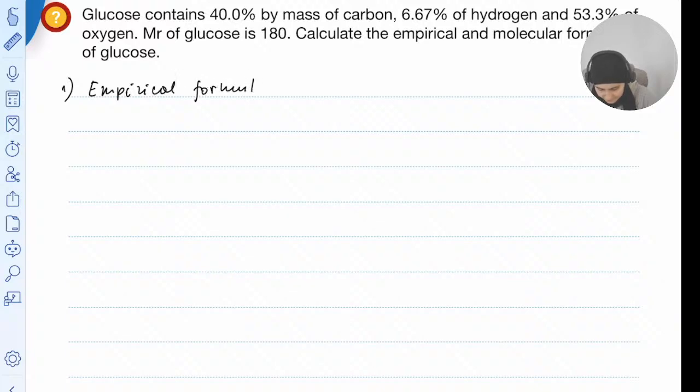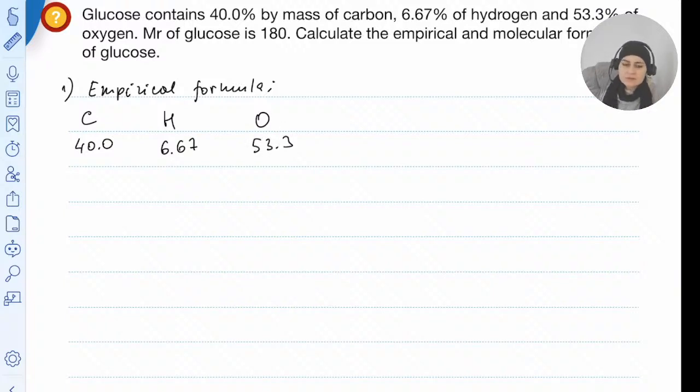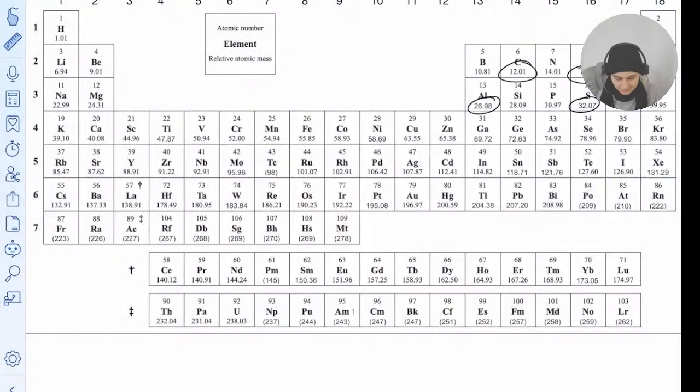Empirical formula. So we take the percentage for each element. Carbon is 40, hydrogen is 6.67, oxygen 53.3, and we divide it by relative atomic mass. If you haven't memorized it yet, I highly recommend to memorize it because it will save you time. So carbon 12.01.